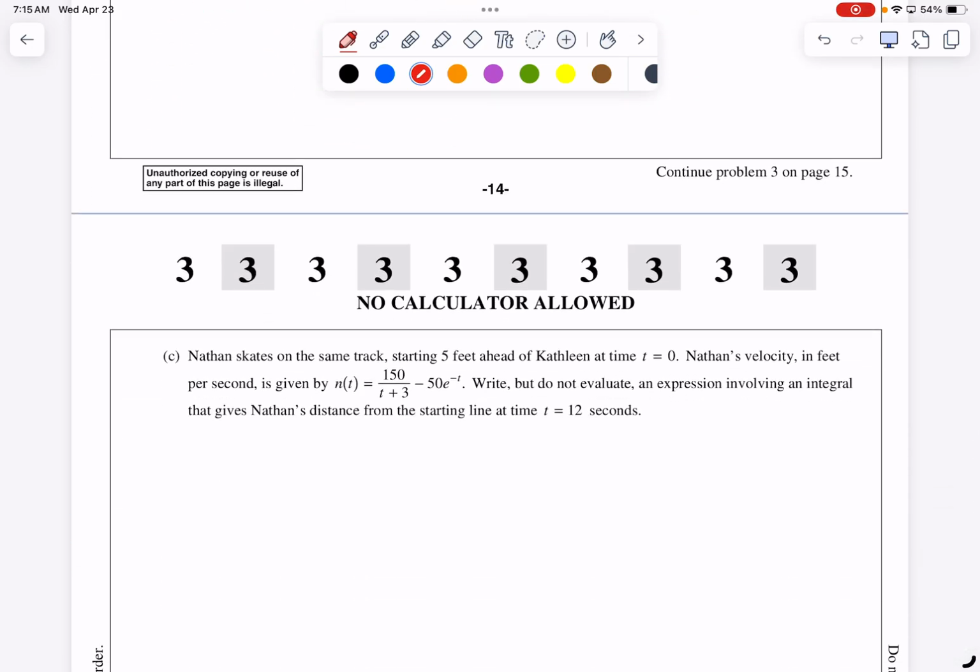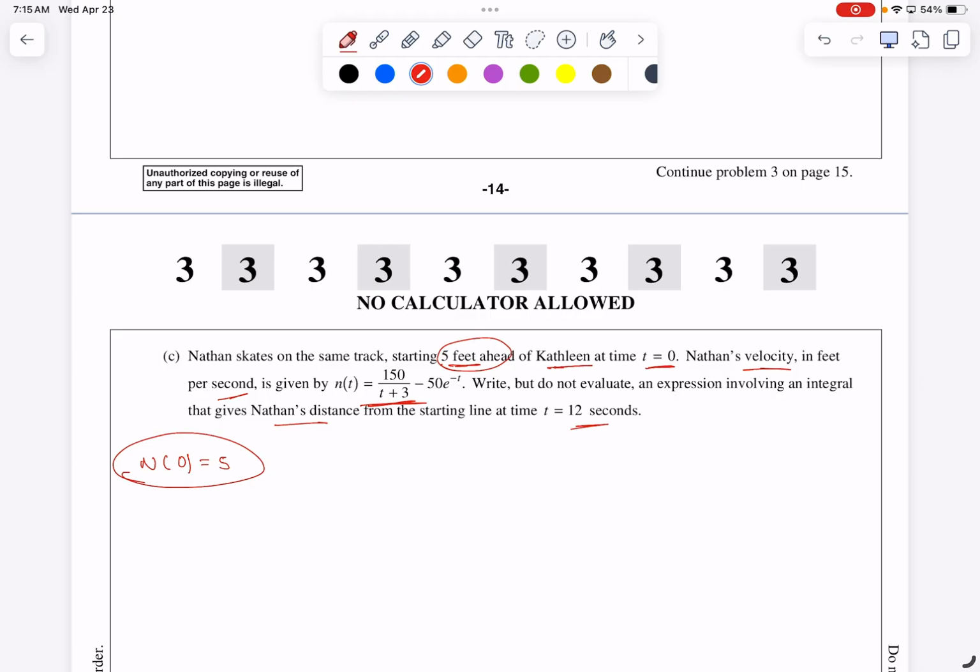Nathan skates on the same track starting 5 feet ahead of Kathleen at t equals 0. So he actually doesn't start at 0 feet. He starts at 5 feet. So Nathan's start point is 5. So that's where he starts from. Nathan's velocity in feet per second is given by this, right? But do not evaluate an expression involving an integral that gives Nathan's distance from the starting line at 12 seconds.